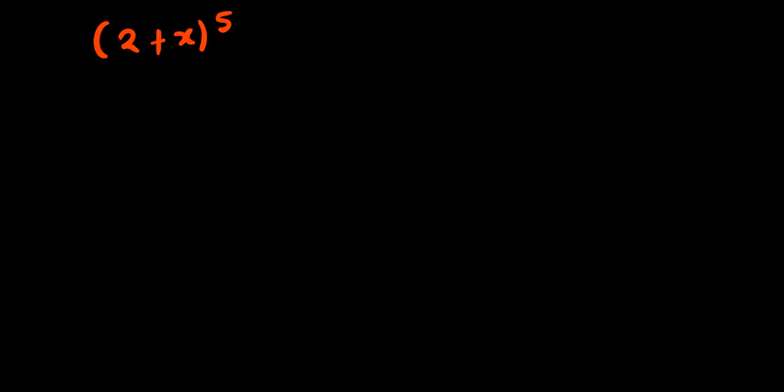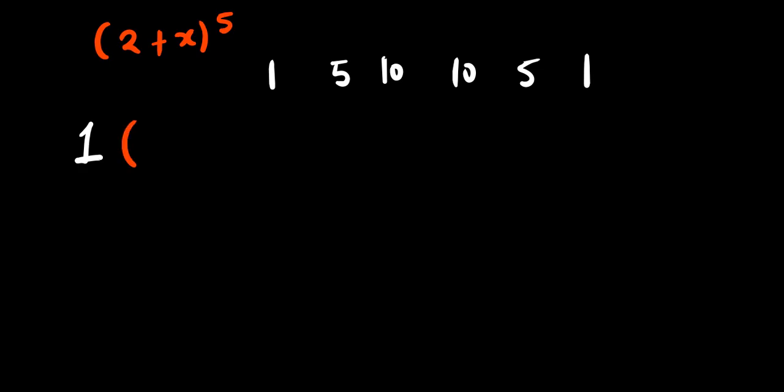Okay, so let's do that. The coefficients: we have 1, 5, 10, 10, 5, and 1. These will be the coefficients of the expression. So let me start with 1. That is our first coefficient. Now this 1 is going to multiply by the first term, which is 2 in that case. So it's going to multiply by 2, but now it will be to the power 5.